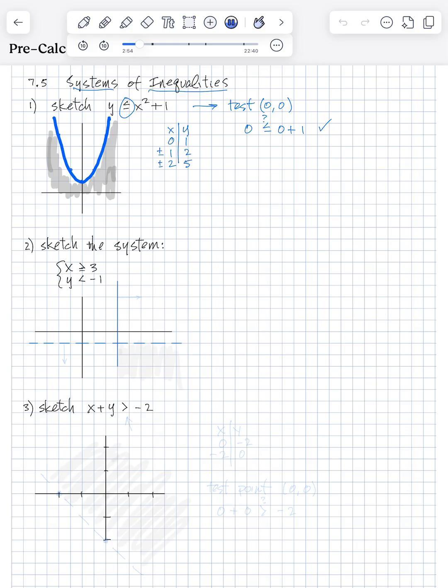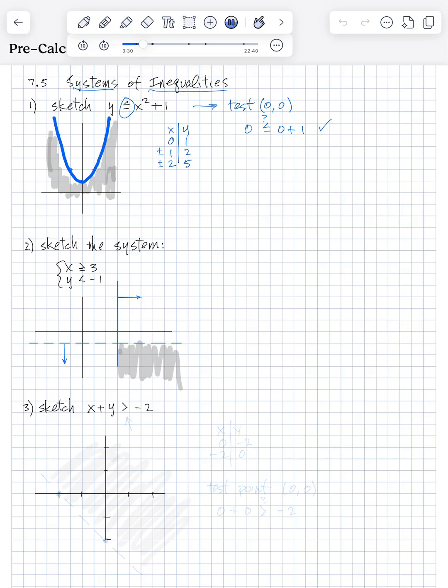Okay, now the test points. We don't really have the same test points that we did in the first one. We just look at the first equation, x is greater than or equal to 3. So everything from this arrow going to the right is going to be true. And then y is less than negative 1, anything less than negative 1, so we draw our arrow this way, makes it true. So anything that satisfies both of those conditions is going to be true. So you would shade this part right here.